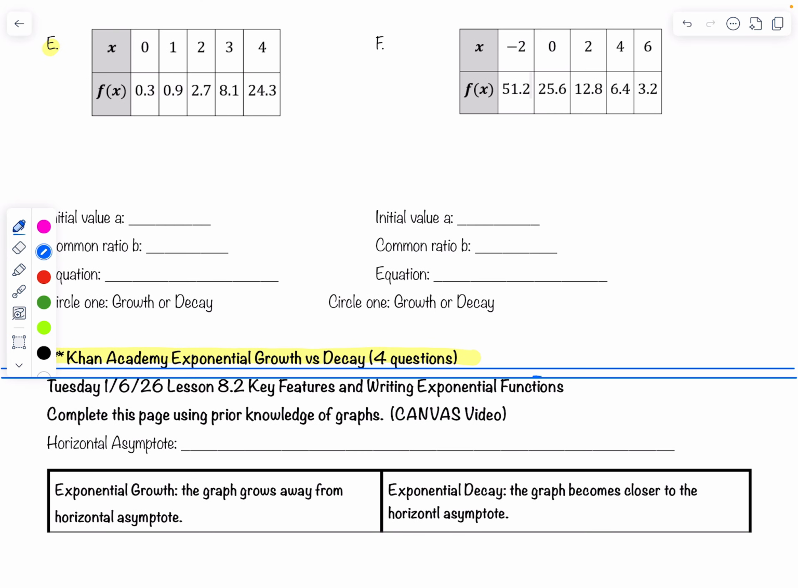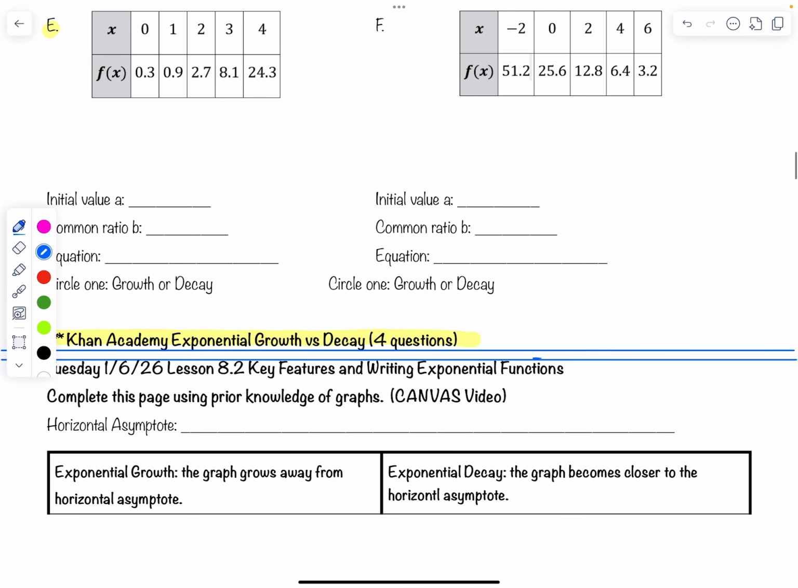Example E. Now, the initial value on this one, our A value, is 0.3, so 3/10. Now, to find the B value, we've got to see what it is multiplying by each time. What's our B value? Okay, look at those numbers. Are they getting bigger or are they getting smaller? Well, they're getting bigger, so that's a good hint that that's going to be an exponential growth, but let's make sure.